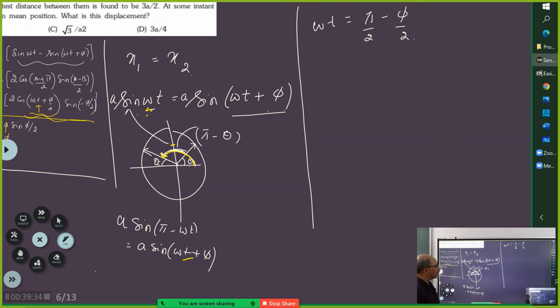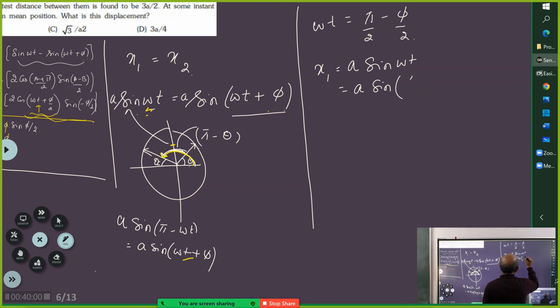We have got to get the instant of time. That's it. So take it down. x1 is equal to what? Take it sine omega t only. So x1 is A into sine of omega t, which is A into sine of pi by 2 minus pi by 2, because we want instant of time. So this becomes A cos of pi by 2.